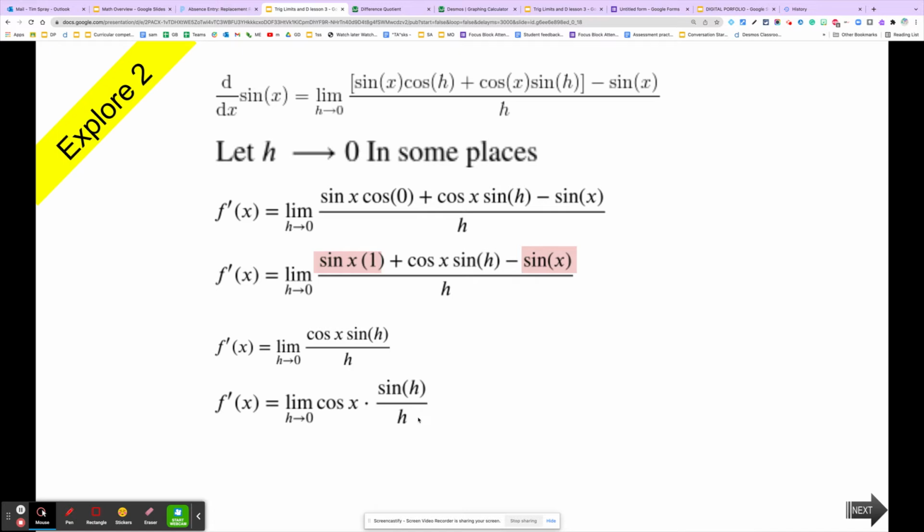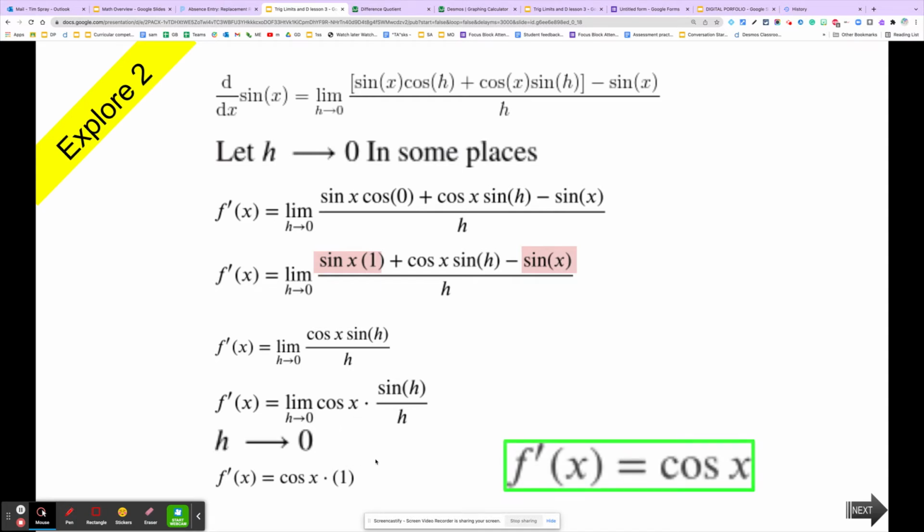As h goes to 0, what's the value of sine h over h? In order to answer that, you need to go back to our first lesson of trig limits. What is the value of sine h over h as h goes to 0? Well, we know that as h goes to 0, sine h over h goes to 1, which means that we've shown that the derivative of sine x is cos x. So we've done it. There we go.